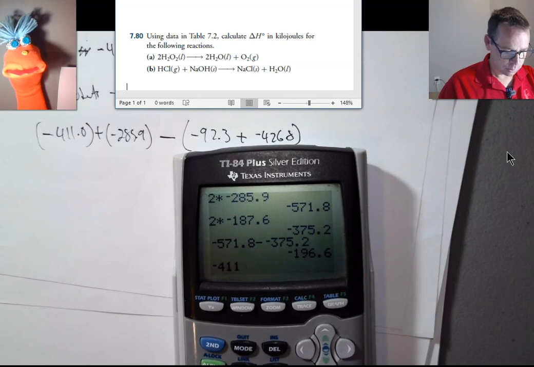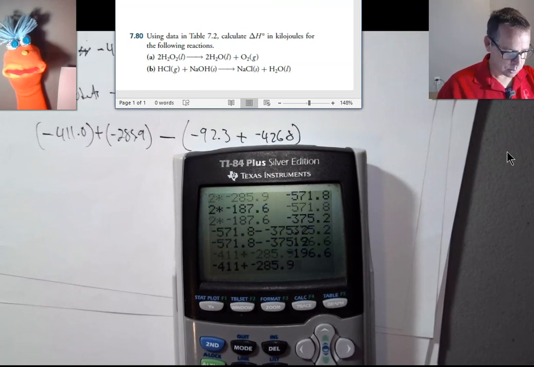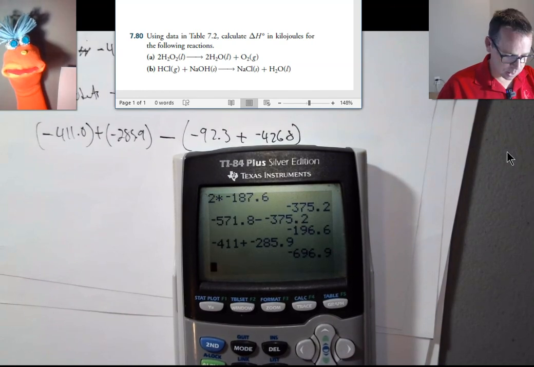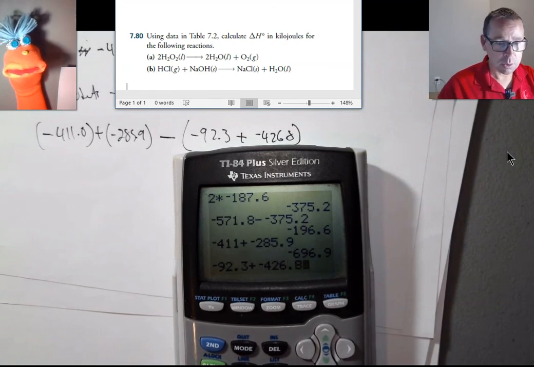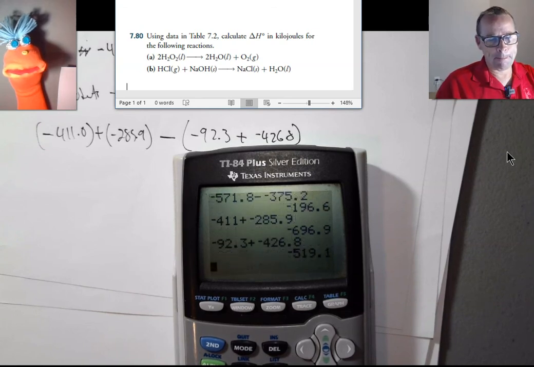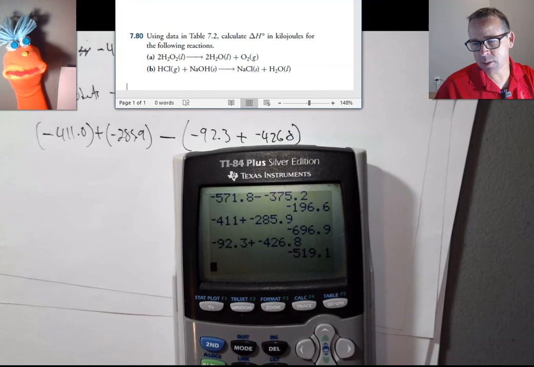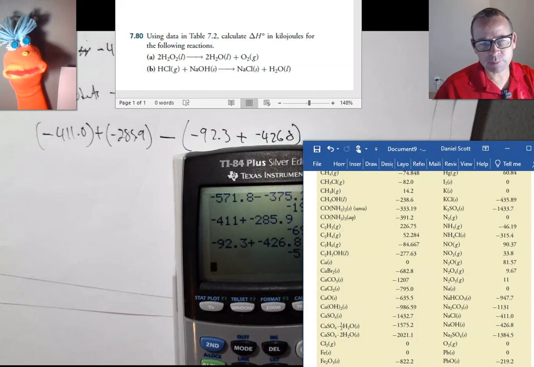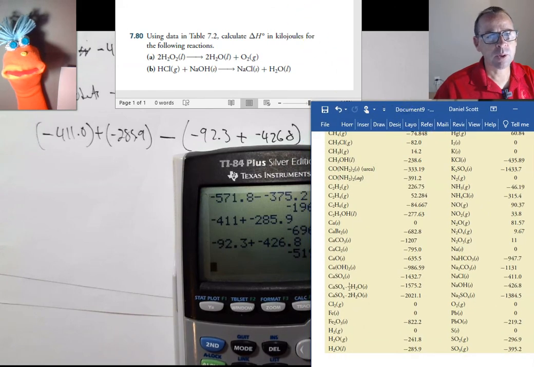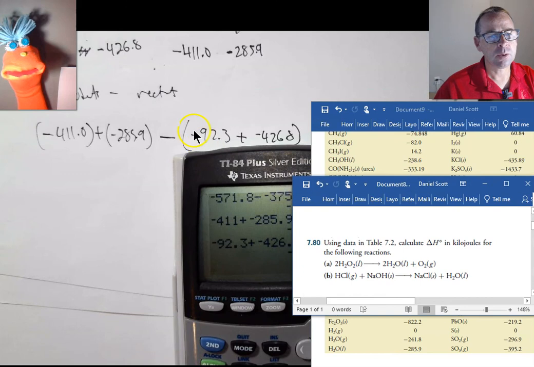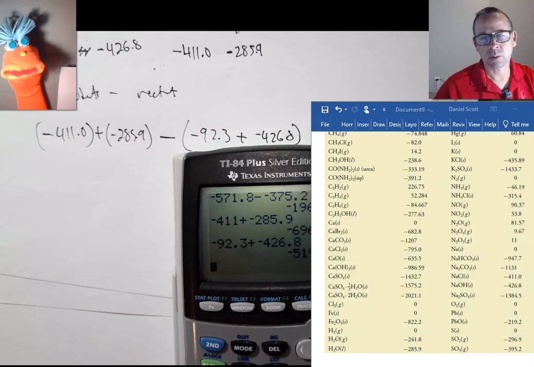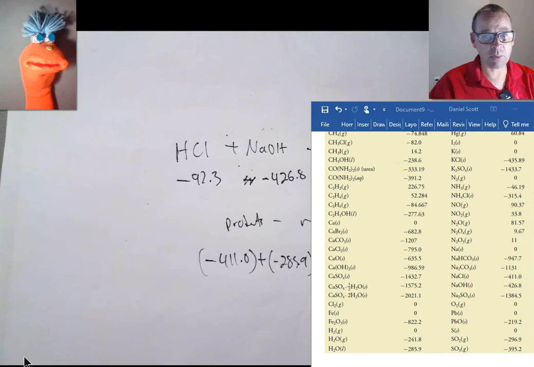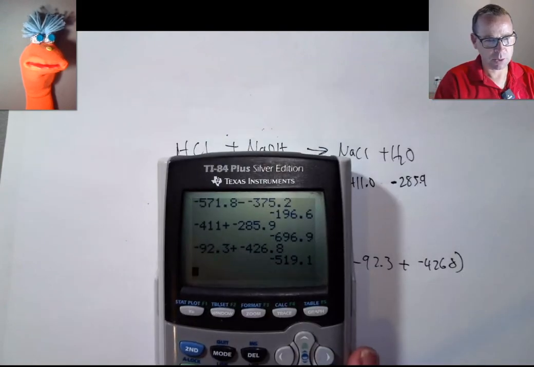Negative 411 plus negative 285.9. All right. And then I'm going to do the reactants. Negative 92.3 plus negative 426.8. Okay. Was water 426.8? I'm looking at that. That doesn't seem like I copied down the right number. Where did I get that number? Oh, no. This is products. This is reactants. That's right.